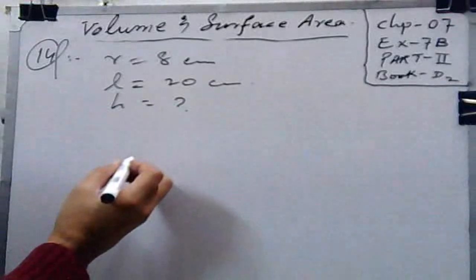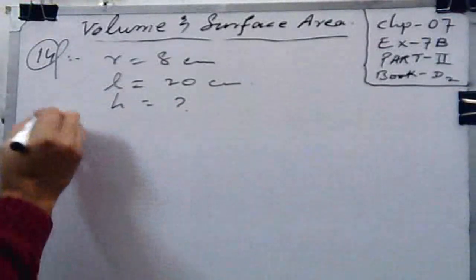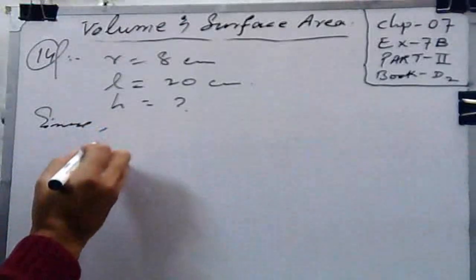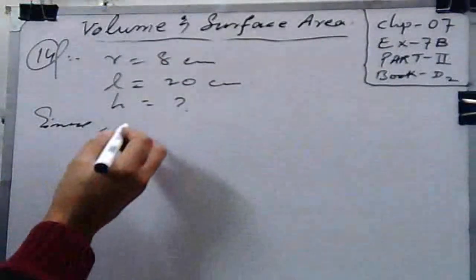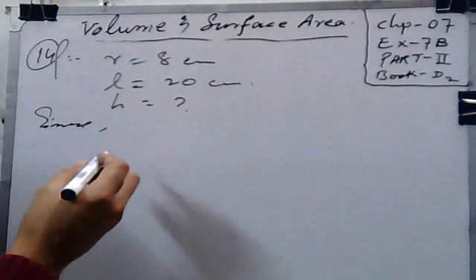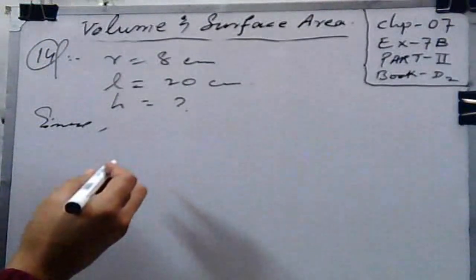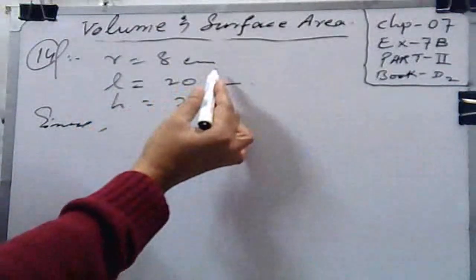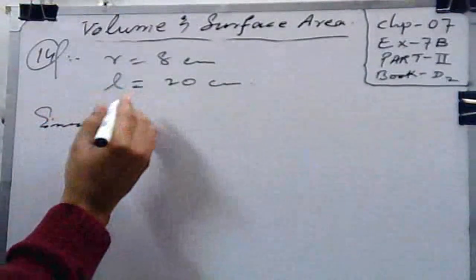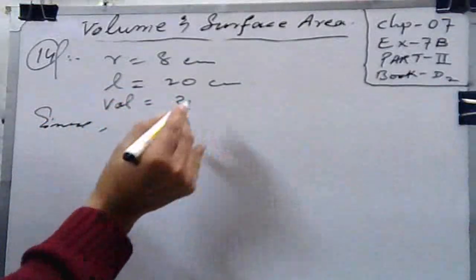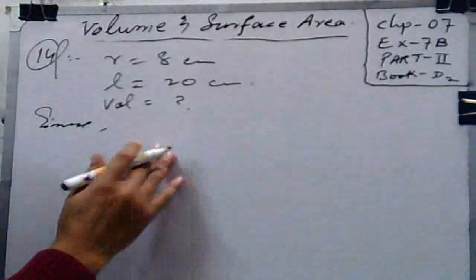Since we have a formula, first we have to find the volume of the cone. Radius is 8 centimeter and slant height is 20 centimeter. So it means the volume of the cone we have to find.